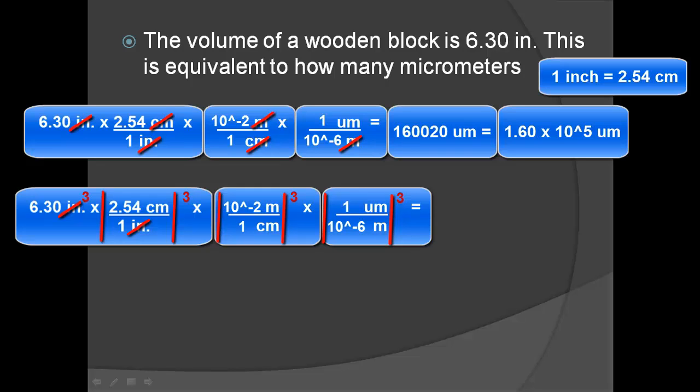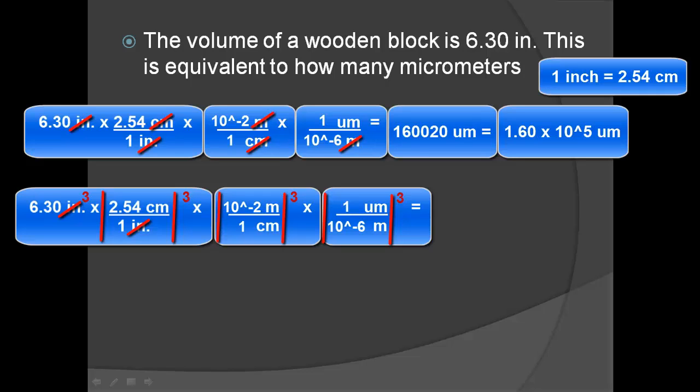When you do all of this and you put it into your calculator, please remember, I'm going to tell you one more time, please remember that you have to cube everything inside those brackets. So it's not 10 to the negative 2 meters that you're multiplying. It's now 10 to the negative 2 times 10 to the negative 2 times 10 to the negative 2.